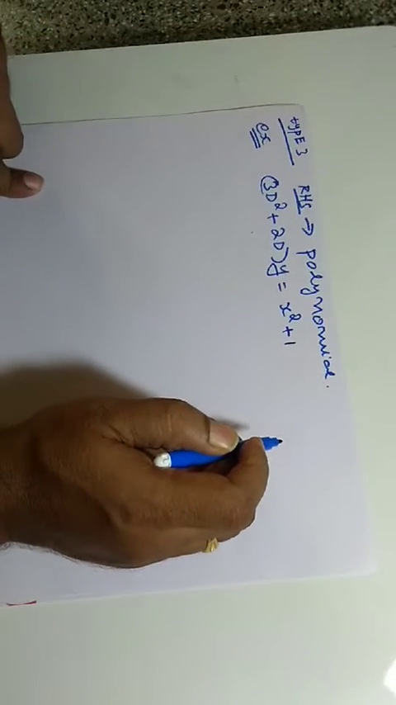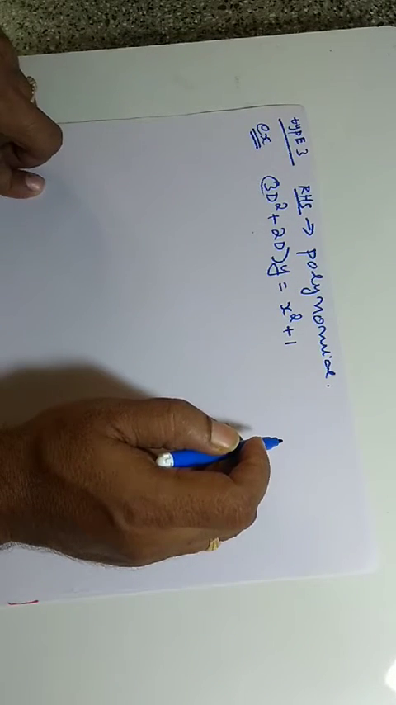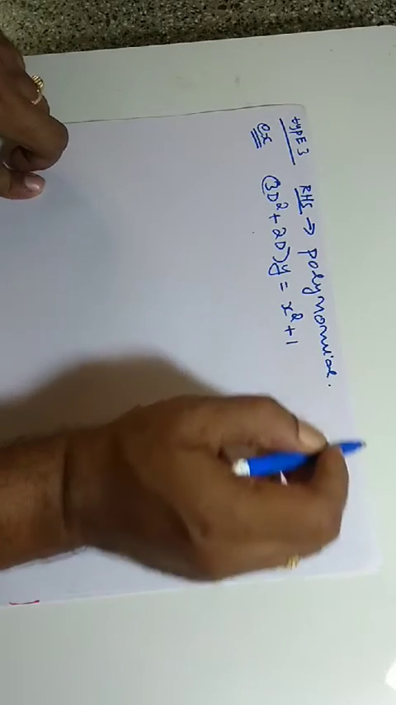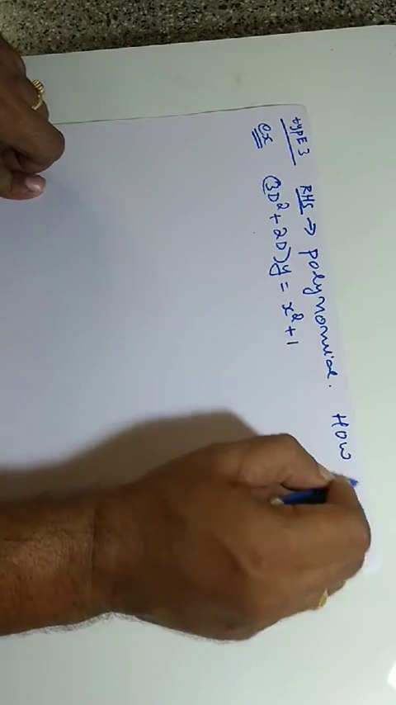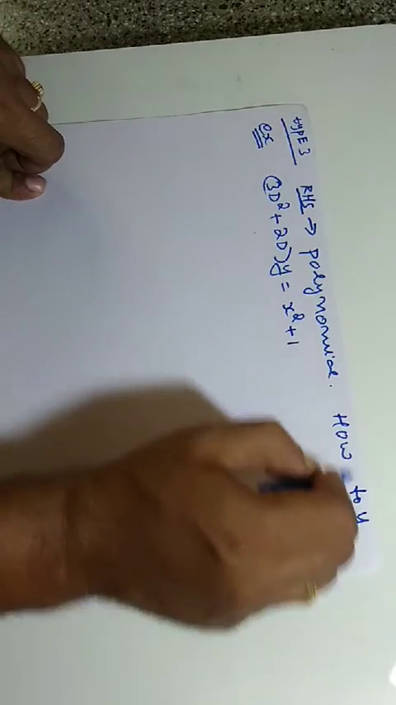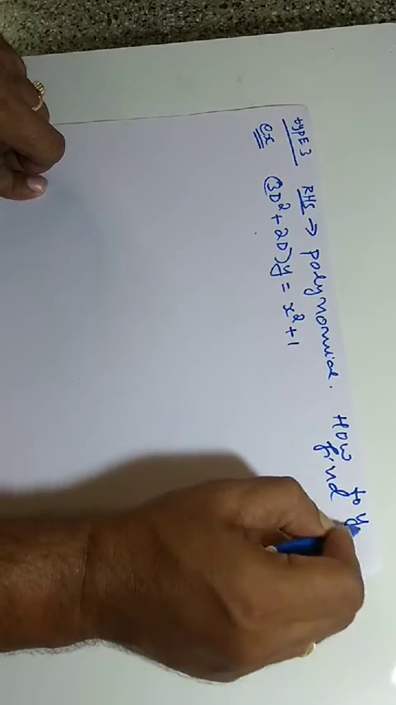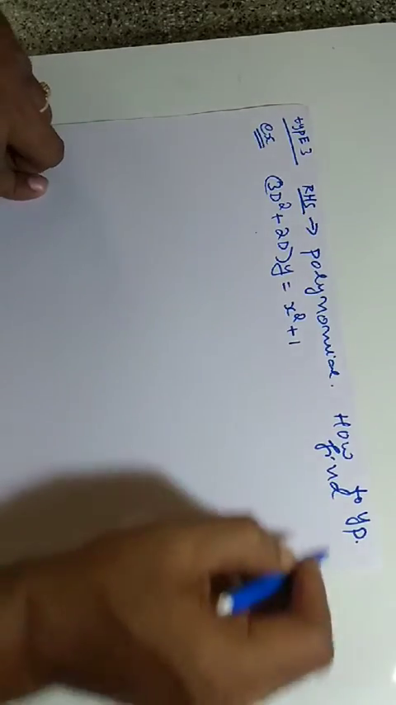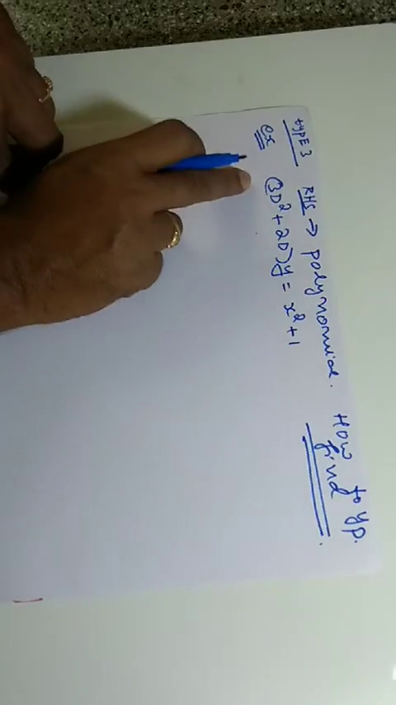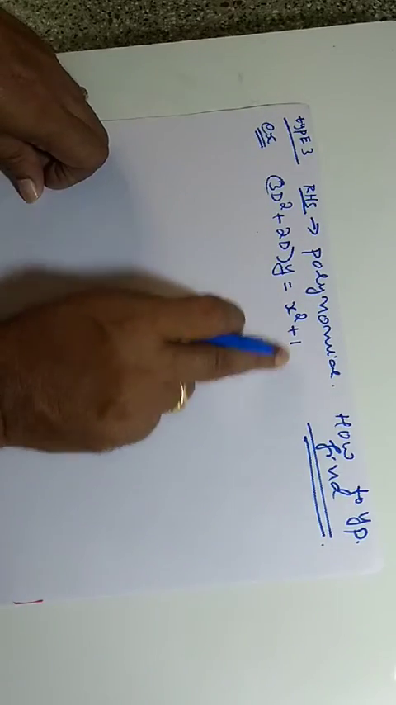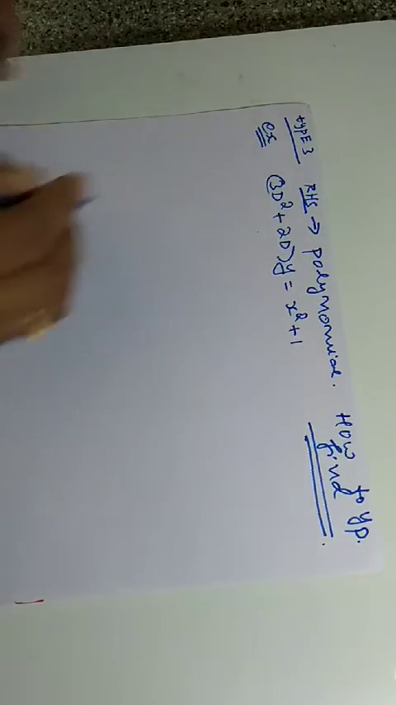Now let us start with type 3, that is when the RHS is polynomial, how to find YP. This is my problem. So let us take a problem. Example: (3D squared + 2D) operated on y is equal to x squared + 1.